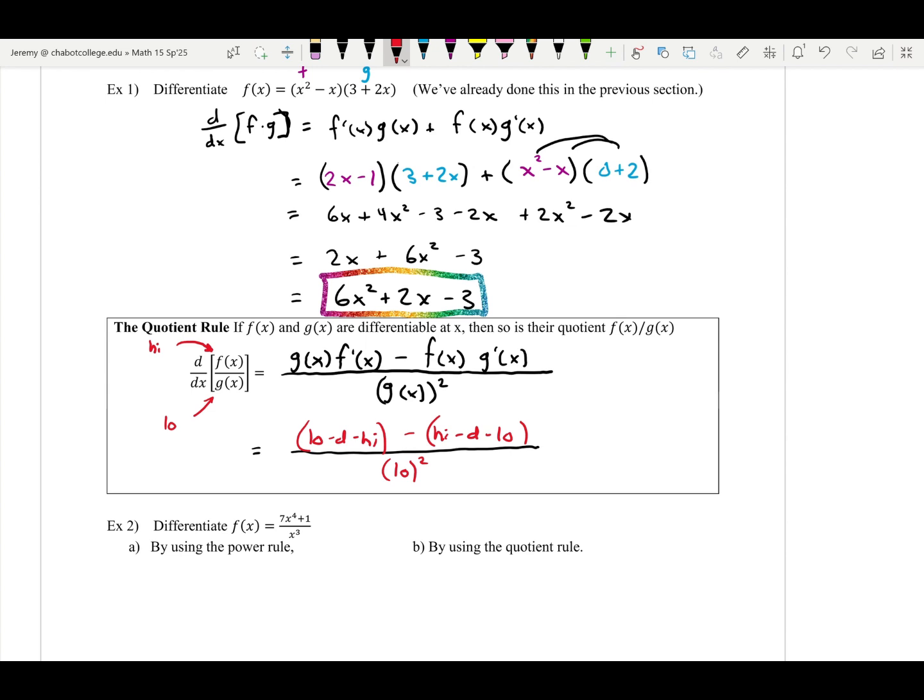So the formula goes low d high minus high d low over low squared. Or I've heard low d high minus high d low, square the bottom and away you go. Whatever works for you, I'm good with. But this is helpful because it actually matters. Remember, subtraction is not commutative. So the order of these two terms is really important. You'll get a sign error if you do this backwards. So always remember low d high minus high d low in the numerator.